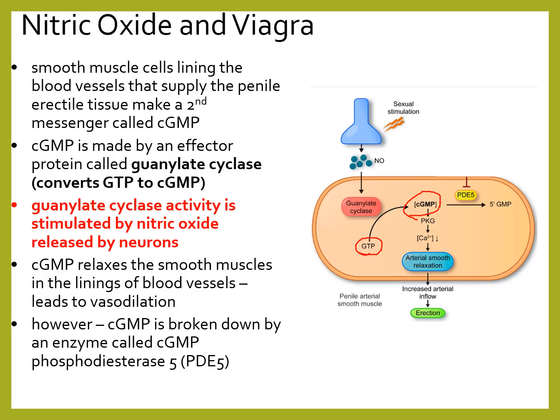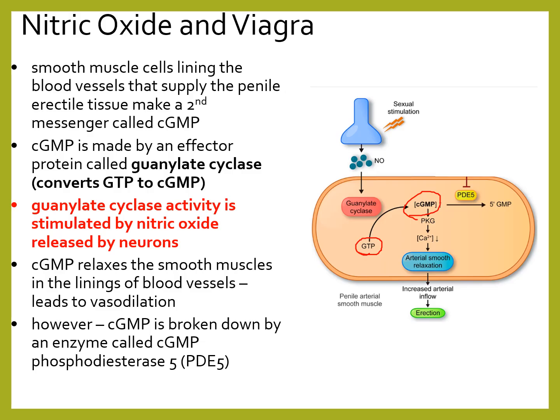There's a whole bunch of things that happen inside that smooth muscle cell, but ultimately calcium levels are going to drop, and that means you don't get as much smooth muscle contraction. So the end result of nitric oxide being stimulated is that inside the smooth muscle cell, cyclic GMP rises and the smooth muscle cells don't contract, instead they relax. This leads to vasodilation of the blood vessels leading into the erectile tissue. More blood flows into the erectile tissue and you get an erection.